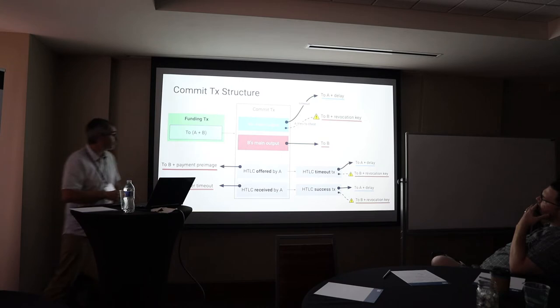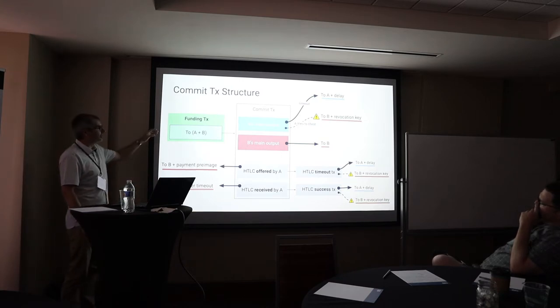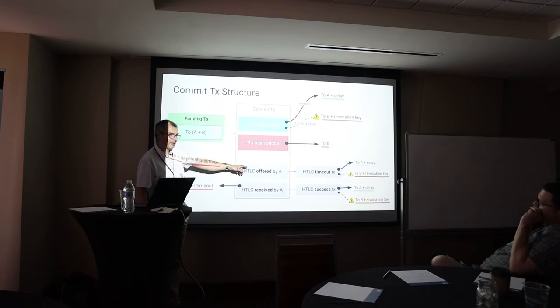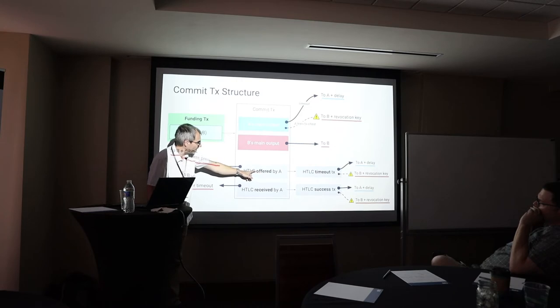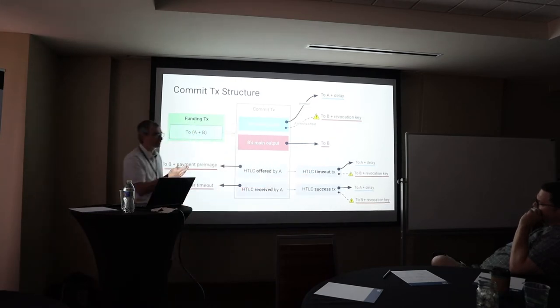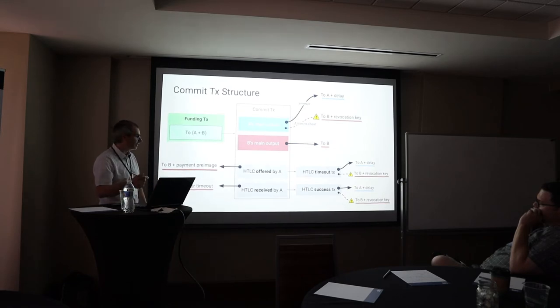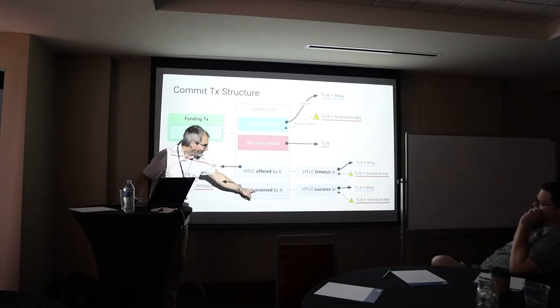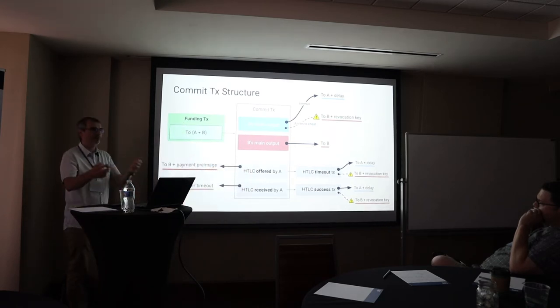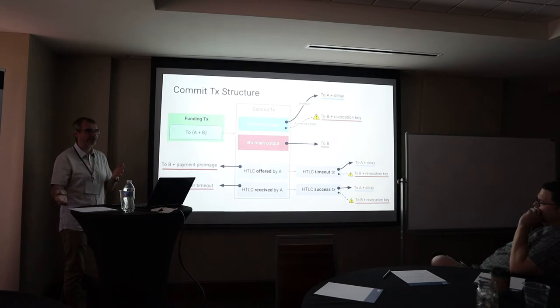So that's what a commit transaction looks like. Basically, this is from Alice's point of view. Alice has a main output, Bob's main output, and for each payment that is pending, she has an HTLC that she offered and the timeout transaction, so that she can get her money back if the payment is not settled. And for each payment that she's received, she has what we call a success transaction that gives her the money, that adds the payments to her balance.